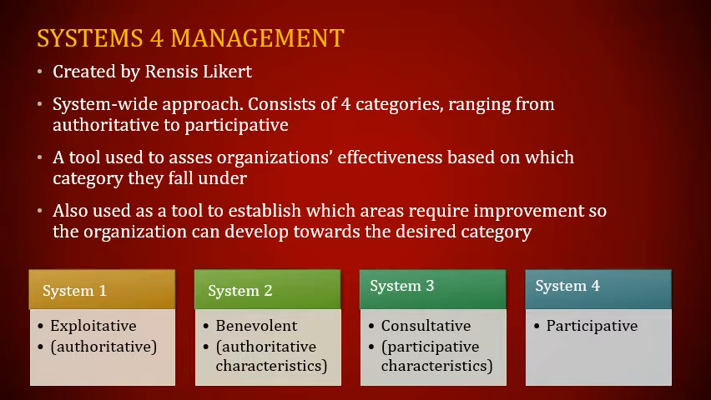category. System 1 is exploitative. It is also known as authoritative. System 2 is benevolent, and it also has the authoritative characteristics, but it's not quite as strict. System 3 is consultative, which has more participative characteristics. And then finally, System 4, which is an entirely participative organization.